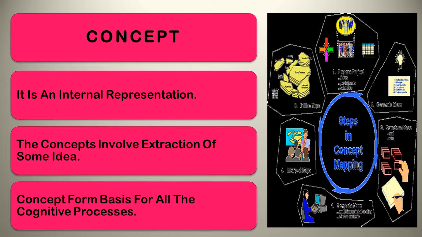A concept is an internal representation which the brain uses to denote certain classes of things in the world. The concept involves a structure of some idea on the basis of similarity and differences among sensations.